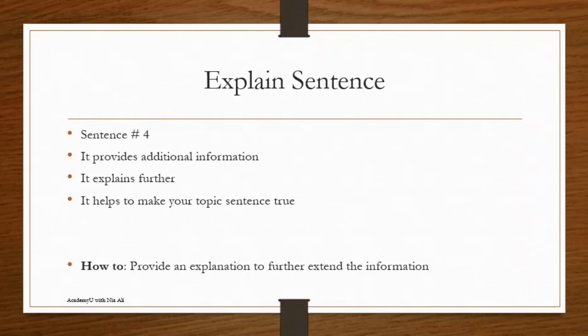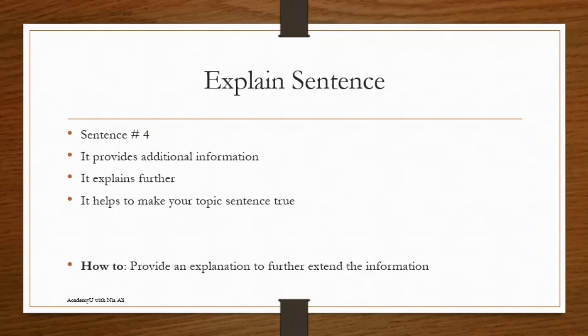In your Cornell notes, skip down 2 spaces. We are in a new section, explain sentence. In the explain or expand sentence, this is sentence number 4. This is where you provide additional information, but you provide the additional information to sentence number 3. This is where you go into further explanation about what you've just said. And you have to remember that whatever you're saying, you're making your restate sentence true.